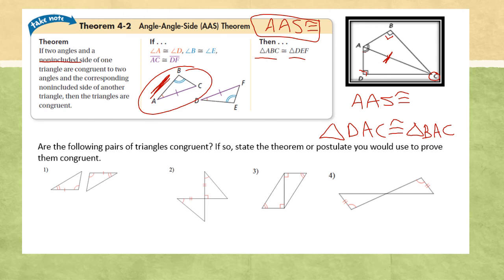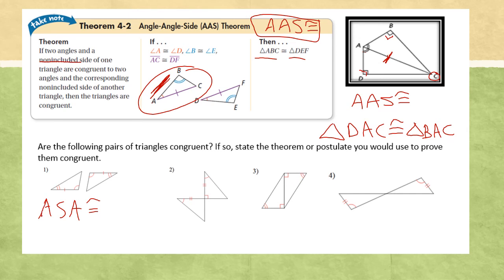All right. Now, are the following pairs congruent? If so, state the theorem possible to use to prove. Right now we have 4 ways, so we do need to be thinking that way. Number 1, this is not the one we just talked about. It is not angle, angle, side, but it is angle, side, angle congruence. So yes, it is. I know I didn't write yes, but it's kind of redundant.